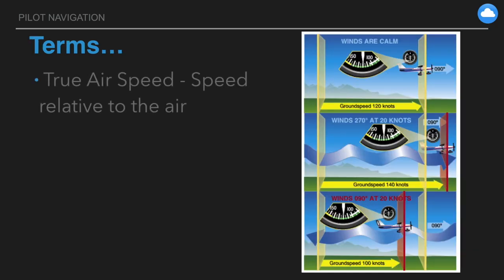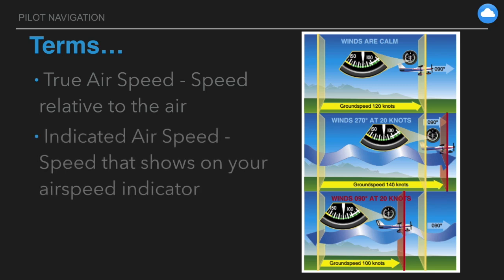Airspeed. We have all kinds of different kinds of airspeed. And if you're not really familiar, they all tend to kind of run together. The one that we really need for flight planning is the true airspeed. It's your actual speed through the air. How fast are we really going through the air? That is not what shows up on the airspeed indicator dial. That's the indicated airspeed.